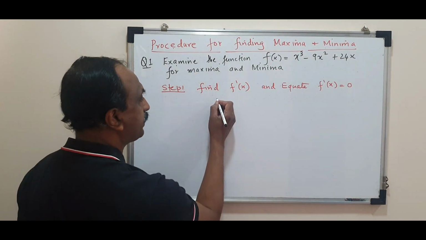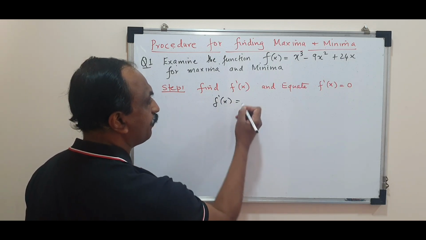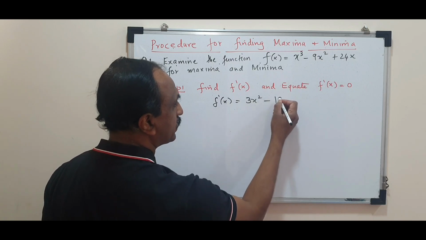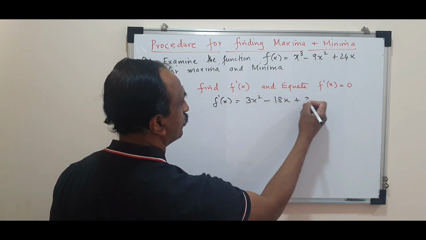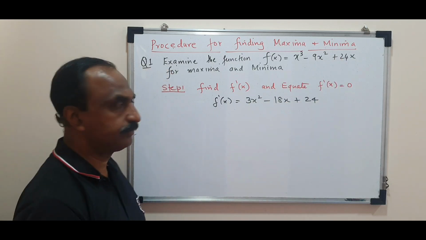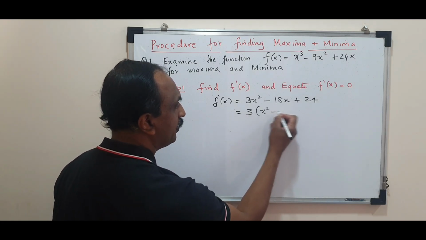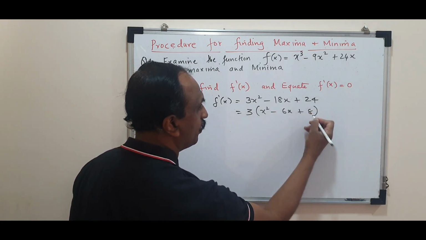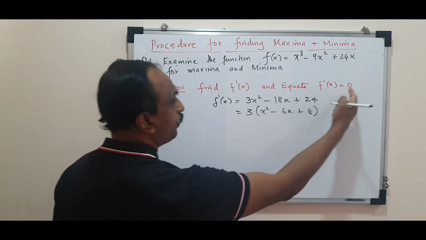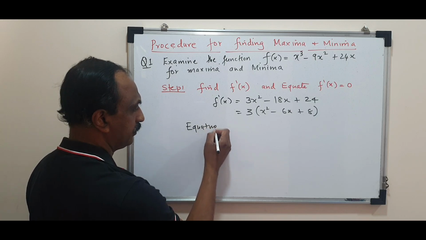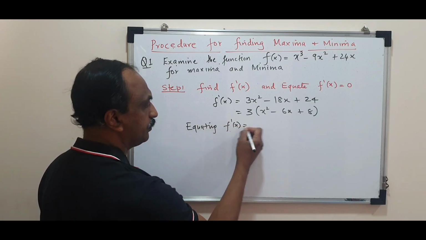So I'm going to start with f dash of x. f dash of x is the derivative: 3x square, 18x and 24. So I got the derivative. I can see there are multiples of 3, so let me take 3 common. Wherever it is possible, we'll take common factors. Now I'll equate f dash x to 0.